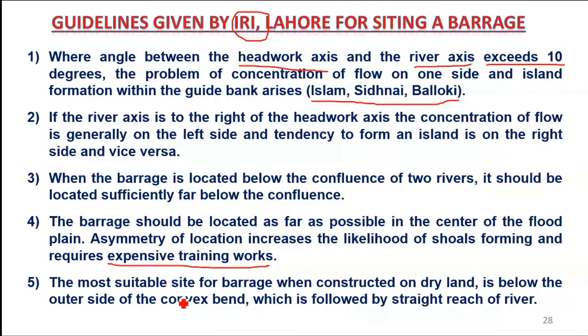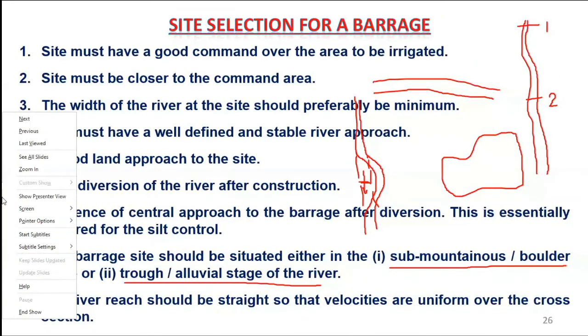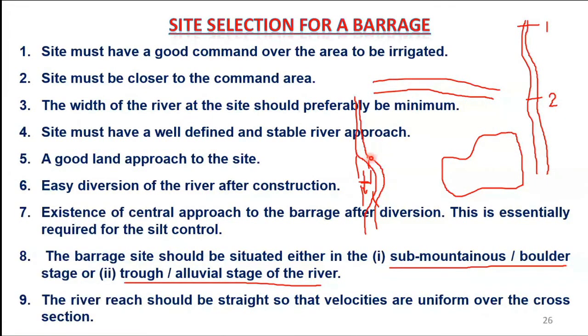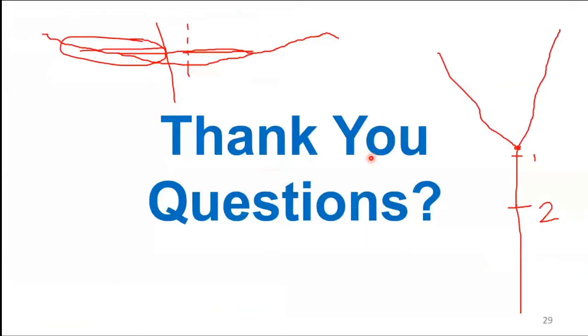What is number 5? The most suitable site for a barrage when constructed on dry land is below the outer side of the bend which is followed by a straight river reach, as we have seen here in this diagram. So with that, we have finished this chapter. If you have any questions, you are welcome. Otherwise, we would like to take a 10-minute rest and then we will continue. Do you have any questions?